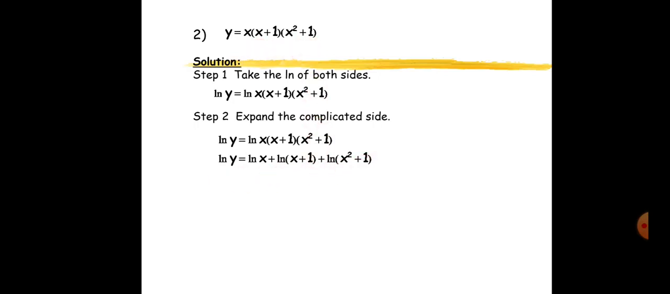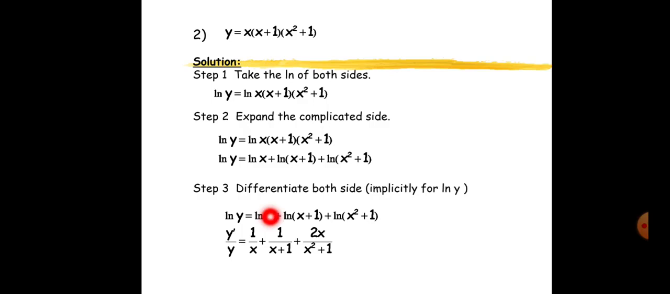Now find the derivative. The derivative of ln y is y prime over y. The derivative of ln x from the table is 1 over x. The derivative of a ln function is 1 over the function, times the derivative of what's inside. So ln of x plus 1 is 1 over x plus 1 times the derivative of what's inside, which is 1, plus ln of x squared plus 1. Its derivative is 1 over x squared plus 1 times the derivative of what's inside, which is 2x.